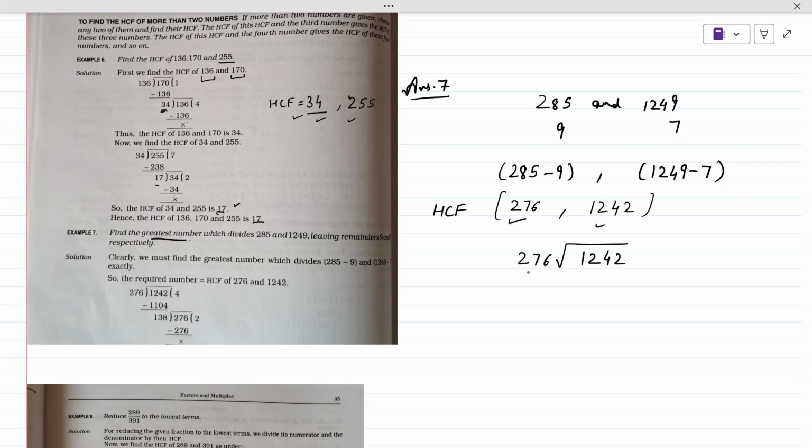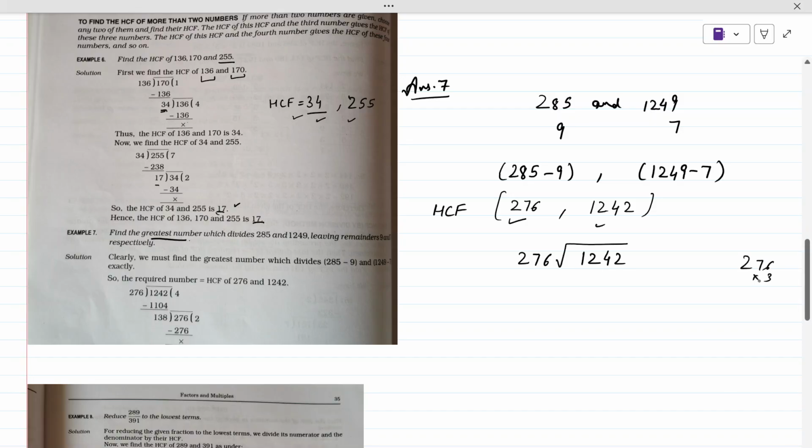Okay, so for 1242, if I will try to do this with 6, because we have 1242 here, it will exceed 12. Why? Because we have 7 here. So let me try this with 3. It will give us 3. Sorry. Wait.